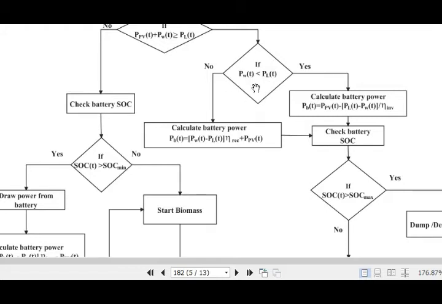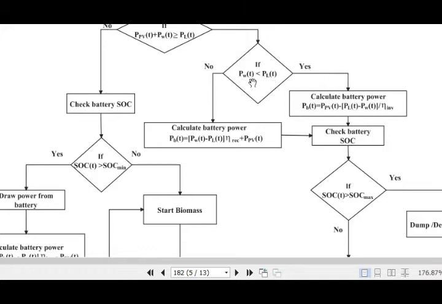So first of all, we will compare whether the load is lower than the wind turbine power or greater. The purpose of this comparison is to determine whether the wind power alone is sufficient to meet the load demand or not. If it is not sufficient, if wind is less than load, then we will discuss it here.